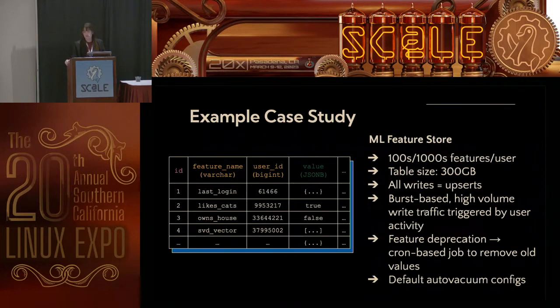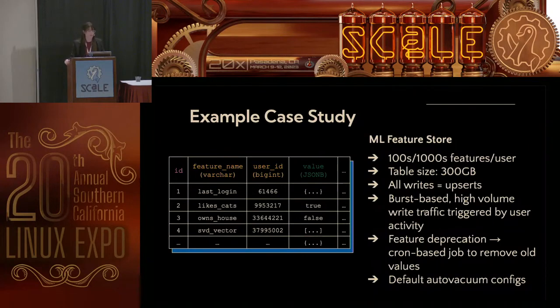If we have this table at about 300 gigabytes, all writes are upserts, and we have burst-based high volume write traffic triggered by user activity. You log in, you do a bunch of stuff, updates a bunch of features. And maybe we even are super helpful. We love our data scientists.